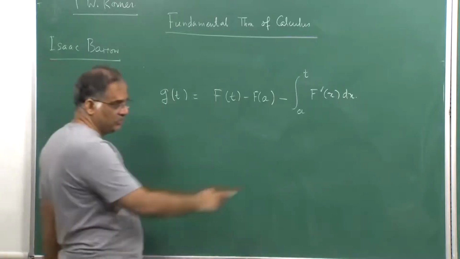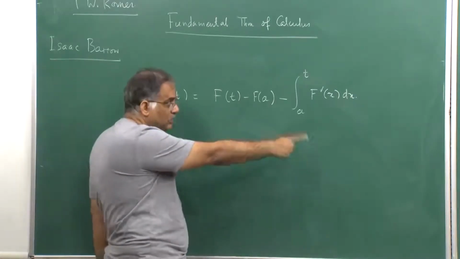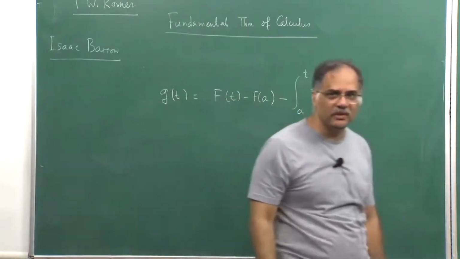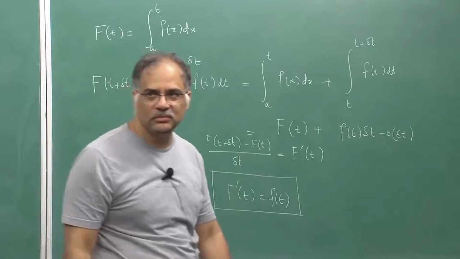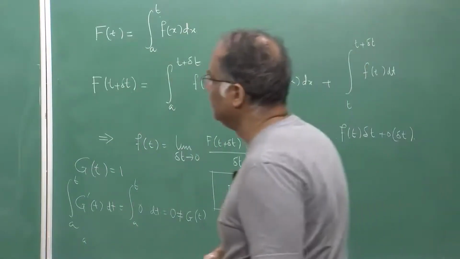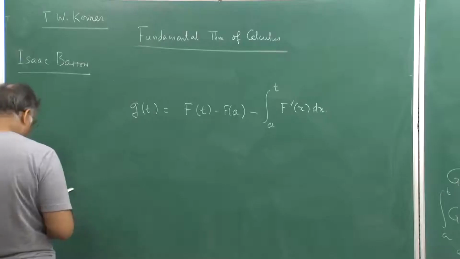So do not think, if your lesson is already learnt, that this is nothing but capital F(t), so just cancel out, and this is g(t) is minus F(a). This will immediately be a wrong conclusion. Okay.